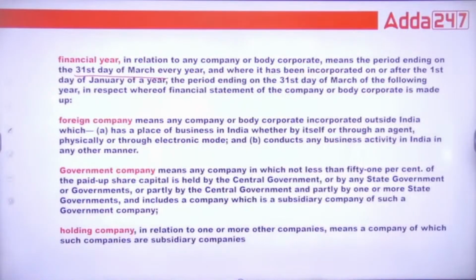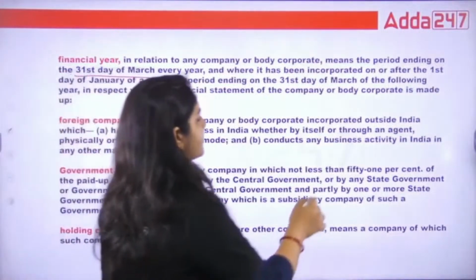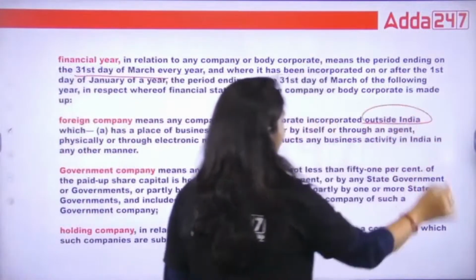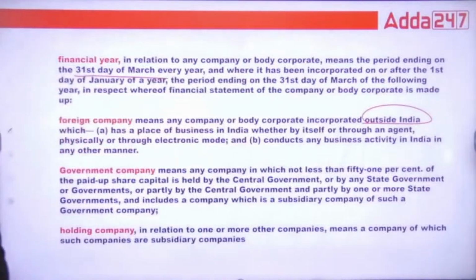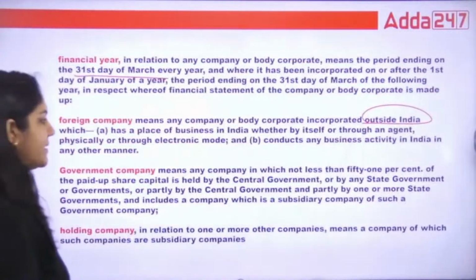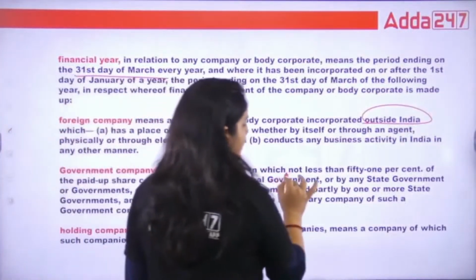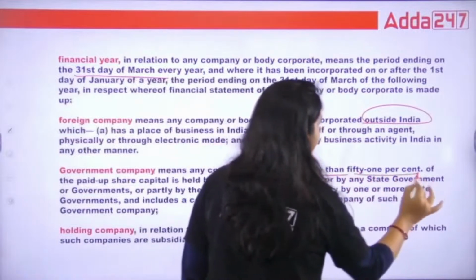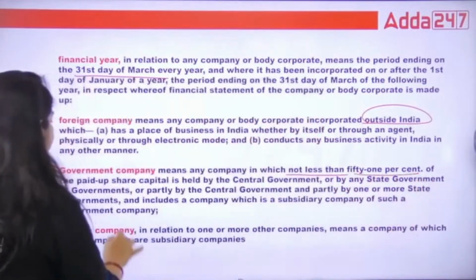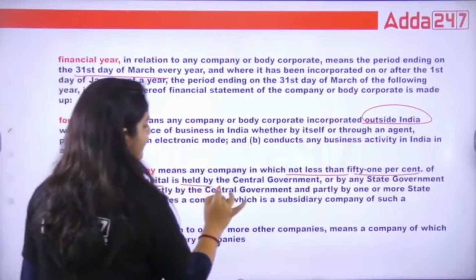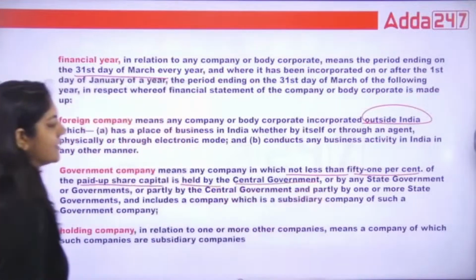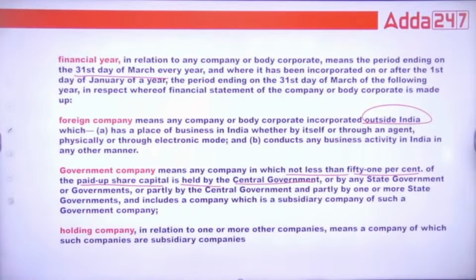Right? What is foreign company? The company which is established outside India. That is called foreign company. Government company: a company in which not less than 51% of the paid up share capital is held by the central government. That is called government company.